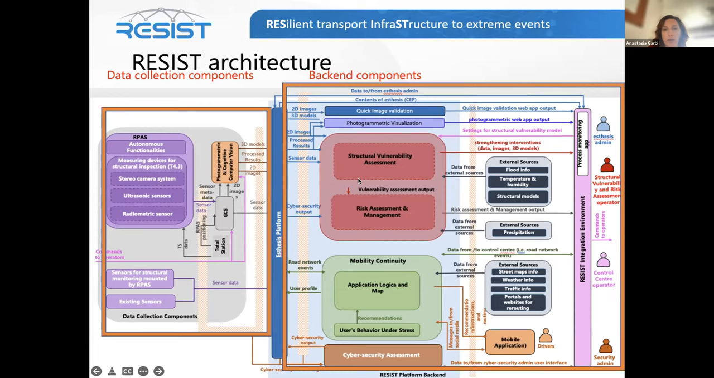The structural vulnerability assessment and risk assessment module that takes all this information plus the information from the fixed sensors and the existing knowledge of the condition of the infrastructure to generate the issues that have to be considered and maybe plan the actions. And then we have the mobility continuity application that is a mobile application with a map and some logic that allows to inform the users of the road, the drivers, about specific issues that appear in the infrastructure. And also we have a system for gathering the user's behavior and analyzing their actual condition and communicating this information in the best way possible for them.